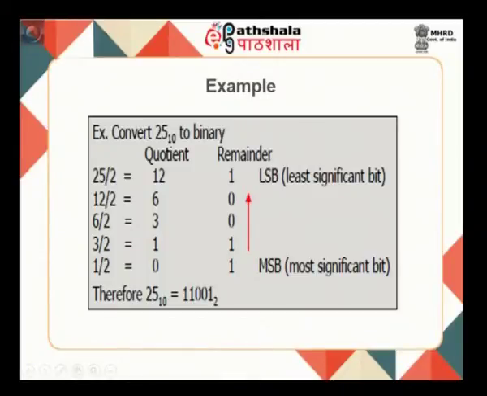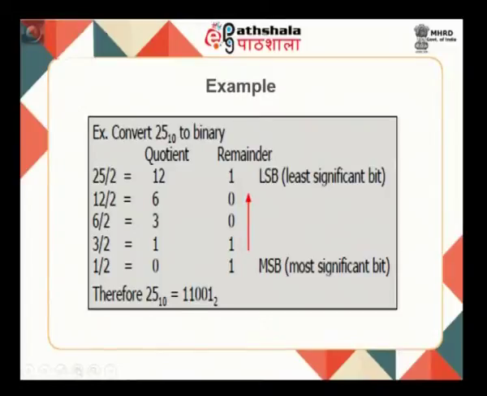So, we will be getting 12 as the quotient as well as 1 as the remainder, where I will be keeping this 1 as a remainder, that will be of most importance to me, and the 12 is again consecutively divided by 2. So, when I am dividing by 2, I will be getting 6 as a quotient and remainder as 0.